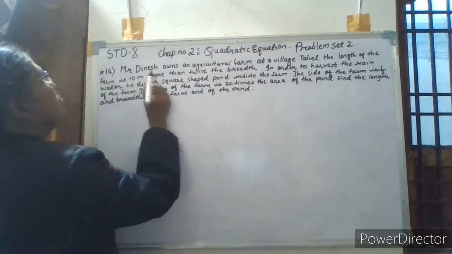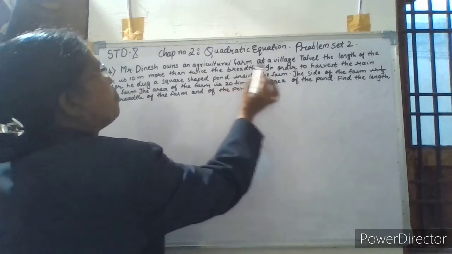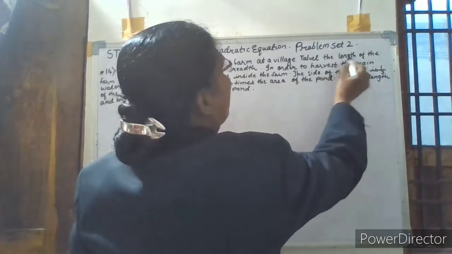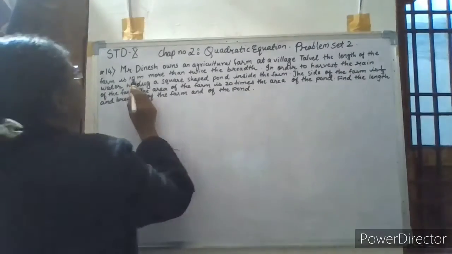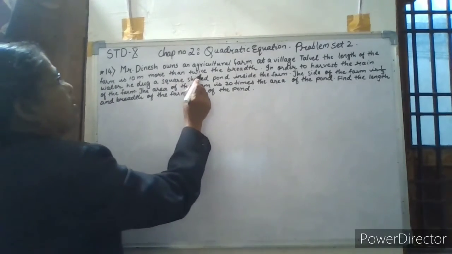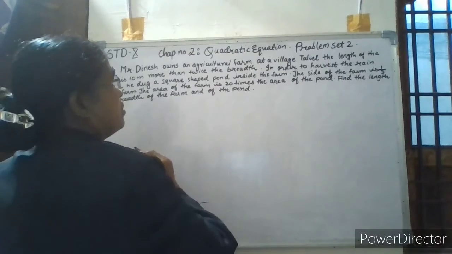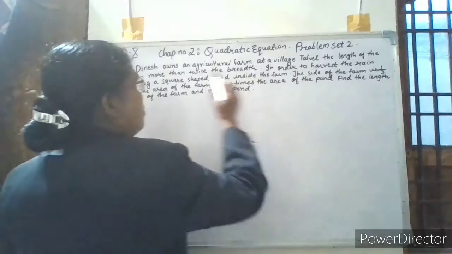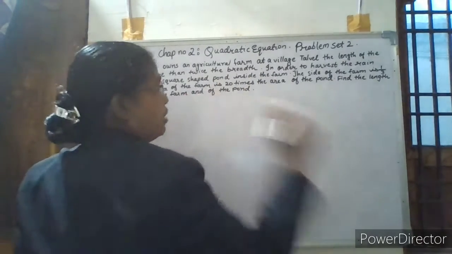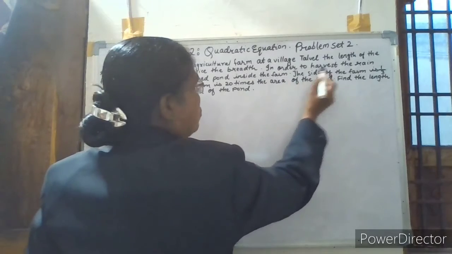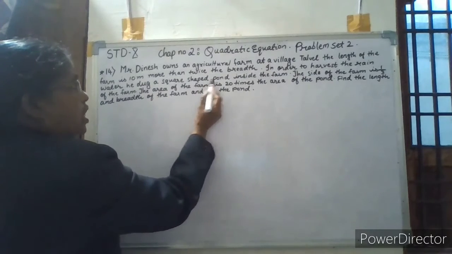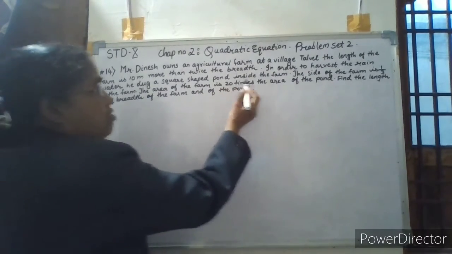Mr. Dinesh owns an agricultural farm at a village, Talwell. The length of the farm is 10 meters more than twice the breadth. So, it is given in this form. Breadth is not given. In order to harvest the rainwater, he dug a square-shaped pond inside the farm.